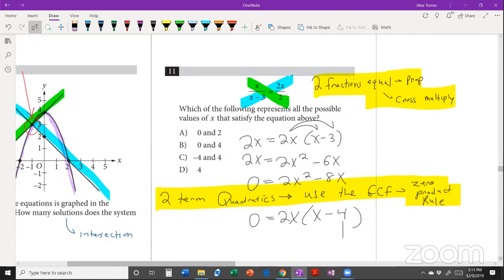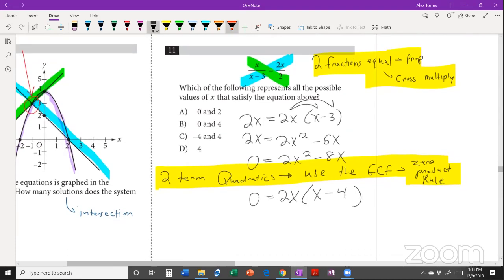And so now we have our zero product rule. The zero product rule says if you have two things that multiply out to 0, in this case the two things are 2x and x minus 4, then you can set each one equal to 0. So 2x equals 0, x minus 4 equals 0. And once again, that's our application of the zero product rule. Dividing both sides by 2, you get 0 here, adding 4 to both sides, and you get 4 here. And the answers are 0 and 4.